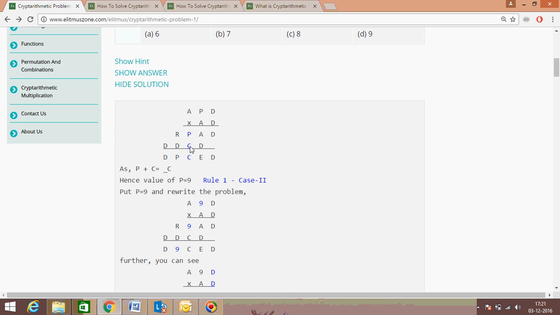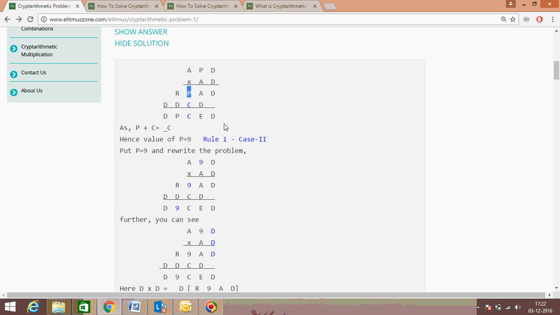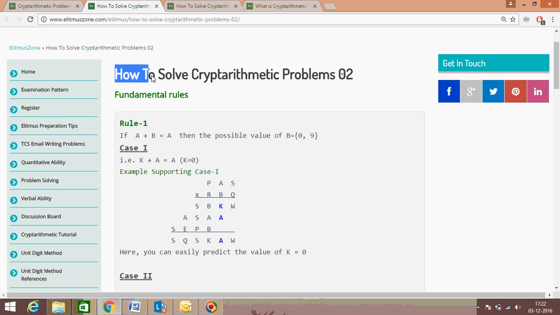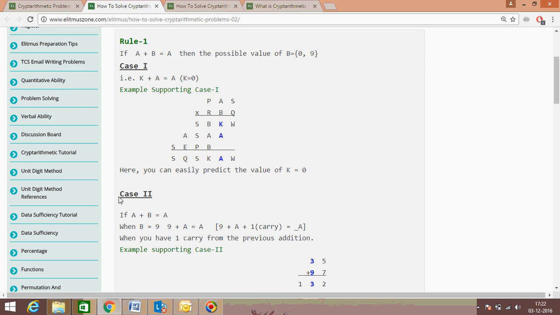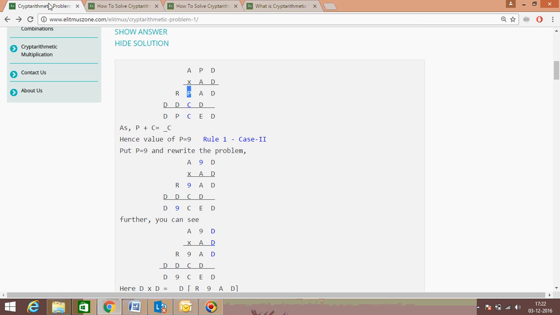The first hint which you can see here is that P plus C is coming as C. If any arithmetic problem satisfies this relation, meaning P plus C is equal to C, then the possible value of P will be 9. For more details you can go to this tutorial, rule 1, case 2. So now we have the value of P is equal to 9.